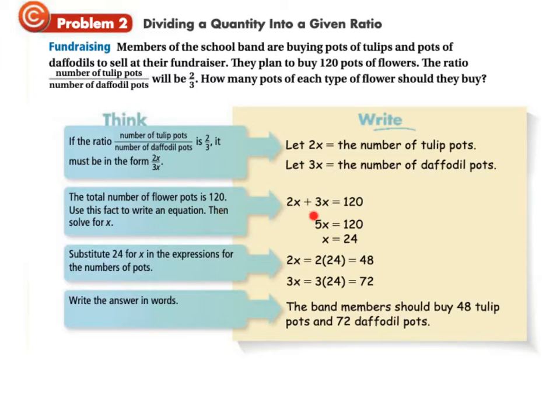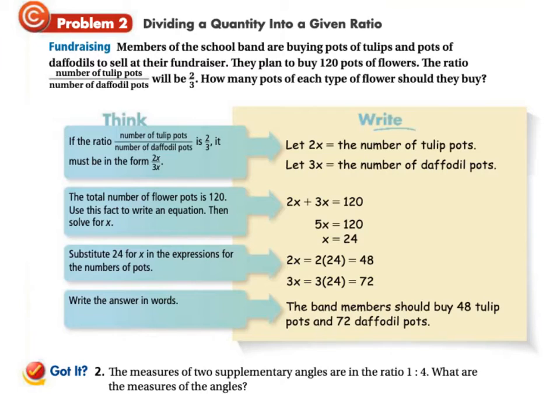We write the equation, we solve for x: 5x equals 120, x equals 24. Now we need to substitute that value of x in to find out how many tulip pots and how many daffodil pots. 2 times 24 is 48 tulip pots, 3 times 24 is 72 daffodil pots. You can see that they add together to be the 120, and that fraction, 48 over 72, does simplify to 2 over 3. So the trick here is that when you have something like that, there's 2 for every 3 of those, you have to imagine adding together and saying that's 5 total groups of some unknown amount, in this case 24.